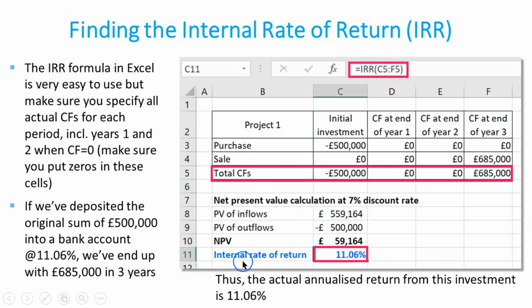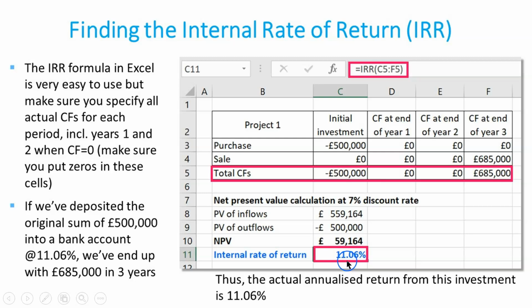This slide shows a screenshot from an Excel spreadsheet, the same table showing cash flows. We've calculated present value of cash inflows and present value of cash outflows using the previous formula, using 7% as a discount rate. And this is the number, £59,000 for net present value, which we've calculated previously. In order to calculate internal rate of return, shown here in blue, we type the formula IRR, and we add all cash flows starting from year 0, cells C5 to F5, and it will generate a number for us.